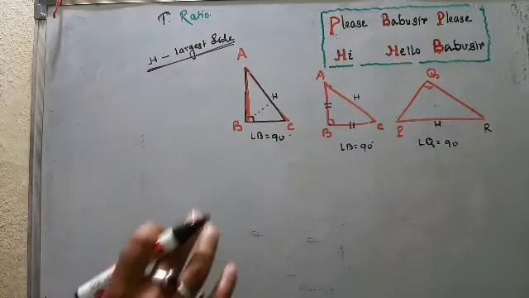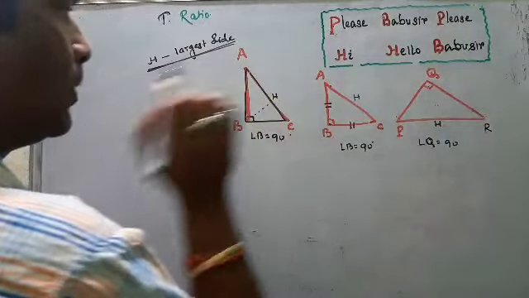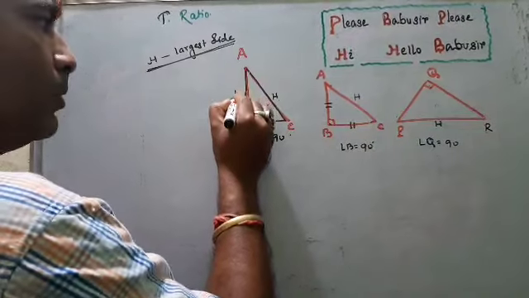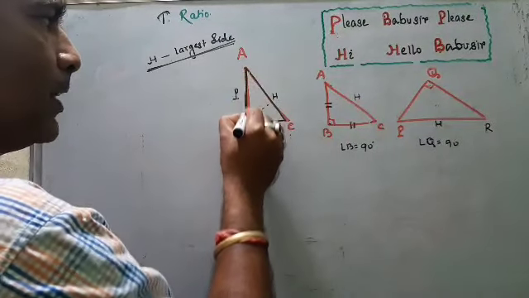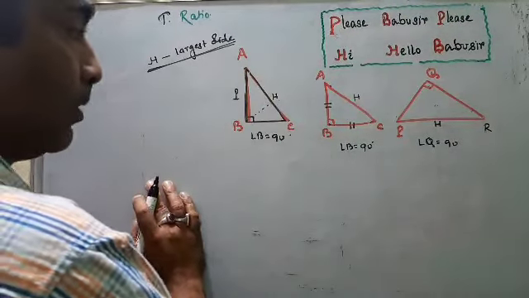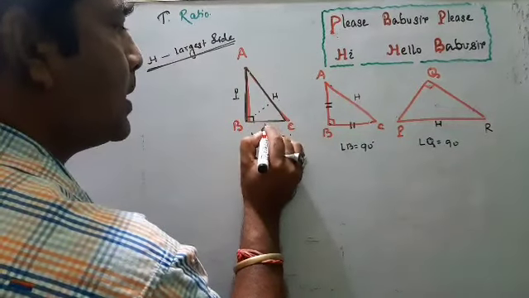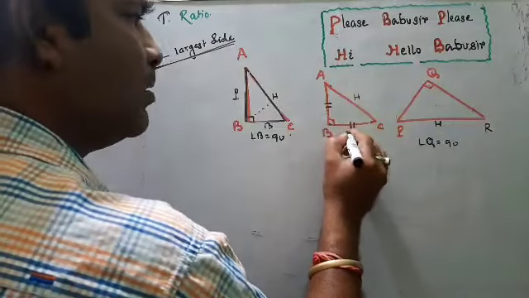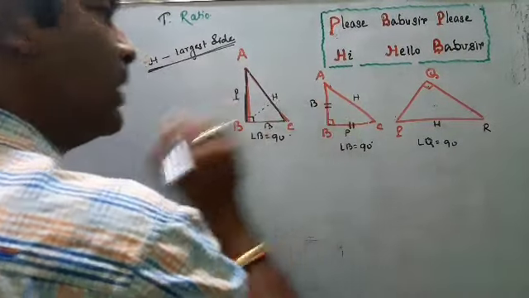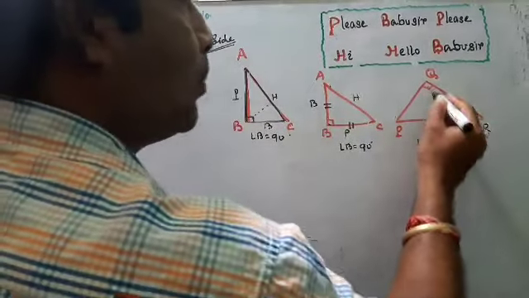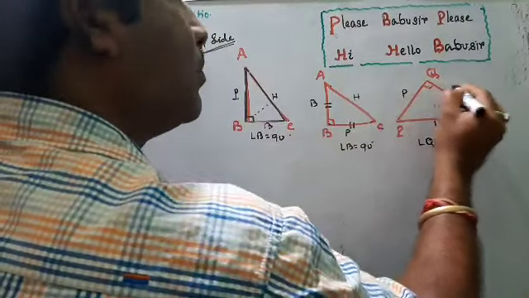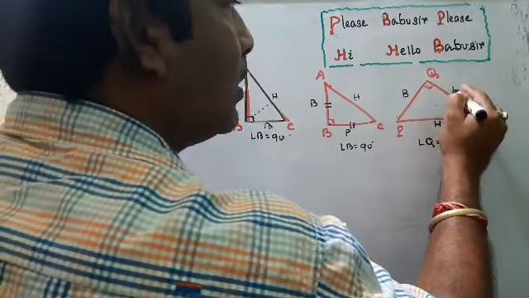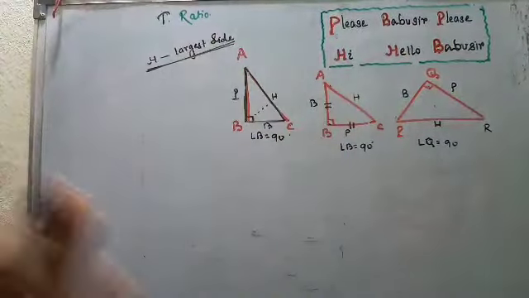Now here you have three terms. One is the hypotenuse. The second one is the perpendicular. According to this figure, this one is your perpendicular, and this is the base. When the hypotenuse is confirmed, you can take this one as perpendicular and this one as base, or you can take this one as base and this side as perpendicular.